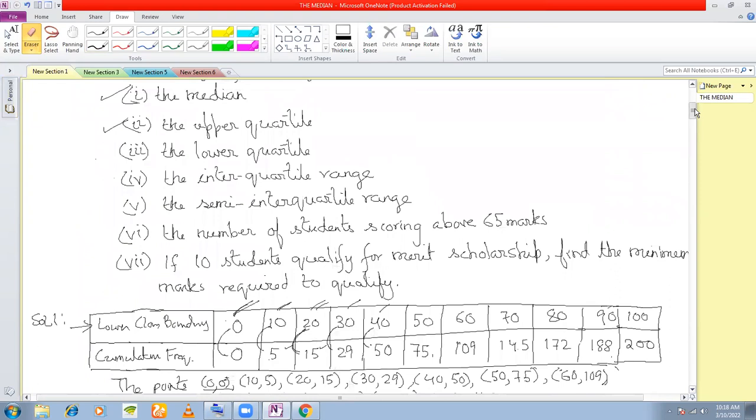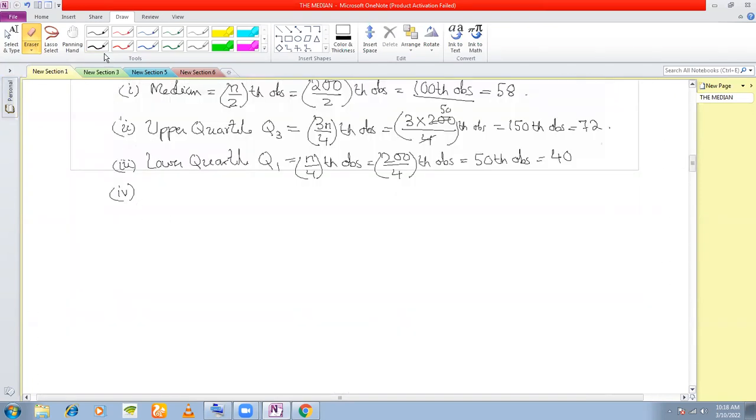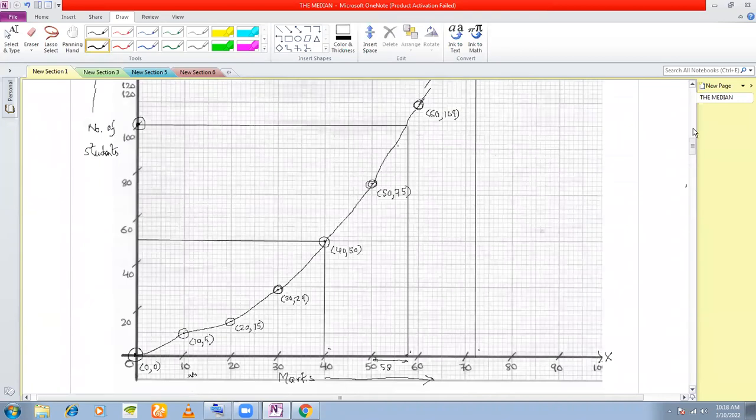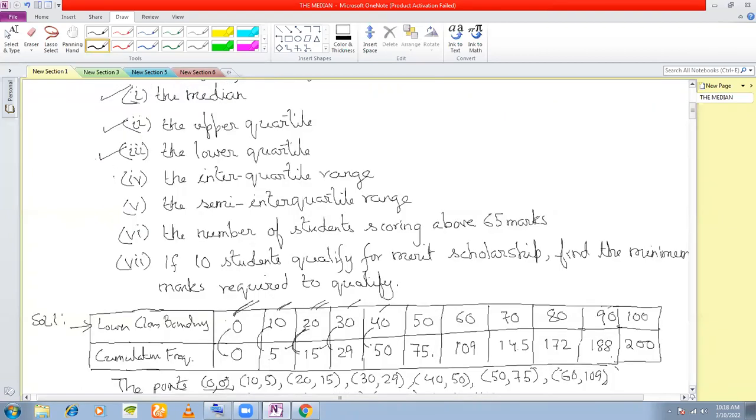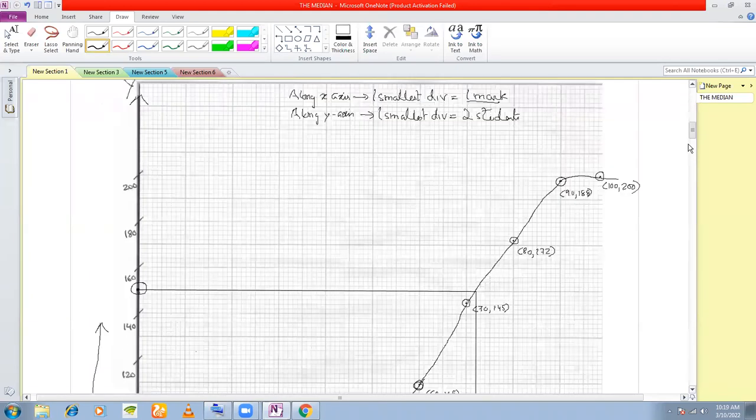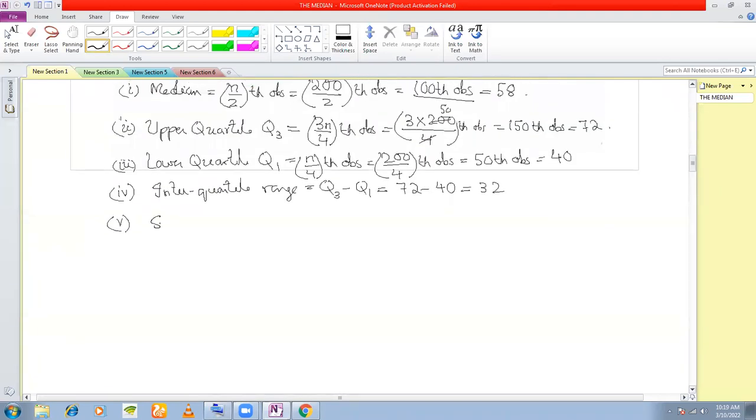Next question is interquartile range. You know the formula, interquartile range is Q3 minus Q1, where Q3 is 72 and Q1 is 40. So you get 32 as your interquartile range. Question number 5. So we have calculated the lower quartile, and we have calculated the interquartile range. Next, we have to calculate the semi-interquartile range. Semi-interquartile range is nothing but interquartile range divided by 2.